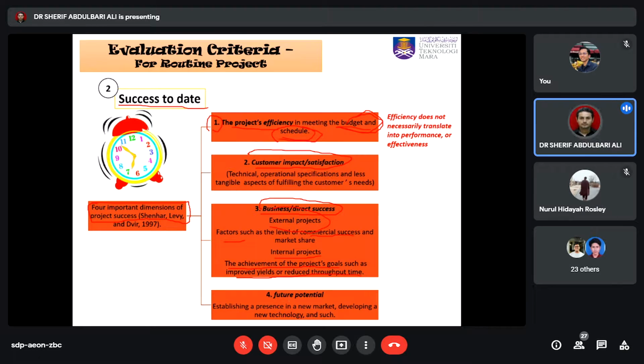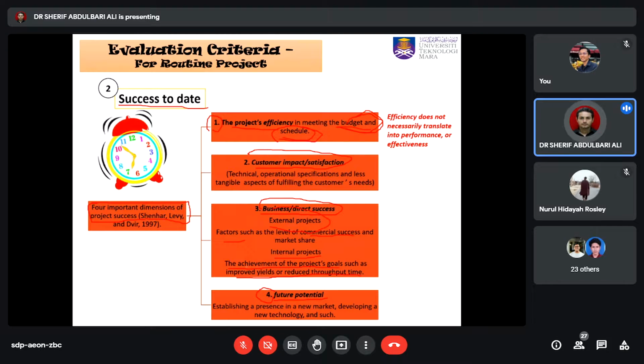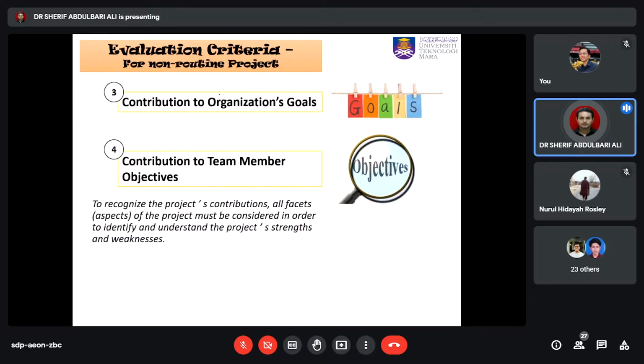Okay, the last one, the fourth important success dimension, is the future potential, which is establishing presence in a new market. This is exactly the same as I said here, getting a foothold in the new market. The third one is contribution to organization goal, because if you succeed in the evaluation criteria, it's already perfect, and the evaluation is showing you the quality. So this is also considered a contribution to the organization goal or the vision and mission. Contribution also to the team member objectives.